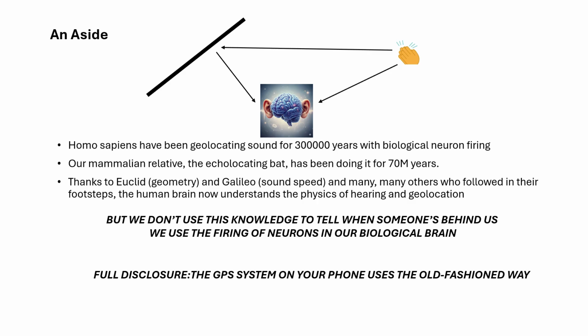And that's why AI researchers are interested in neuroscience as much as they are in neural networks that run on silicon. Full disclosure, the GPS system on your phone uses the old-fashioned way. So not everything is neural networks. There's still the application of science to the functionality that we have in our modern electronic world.